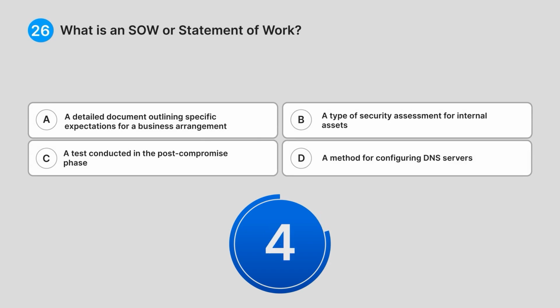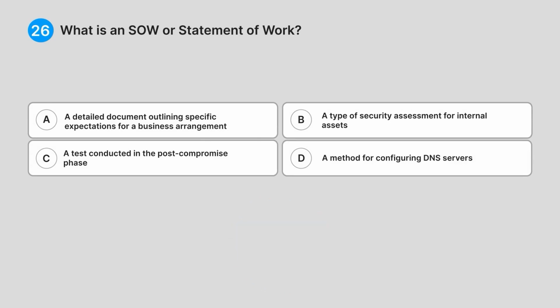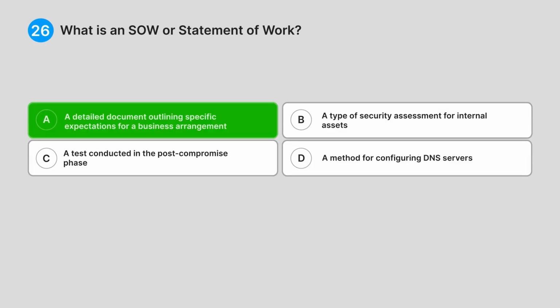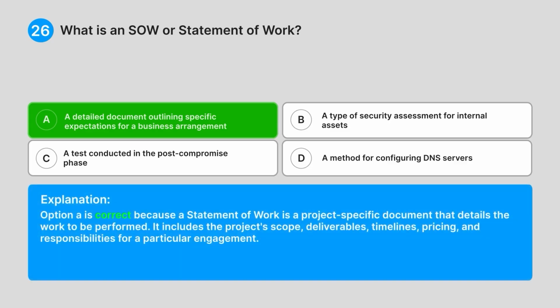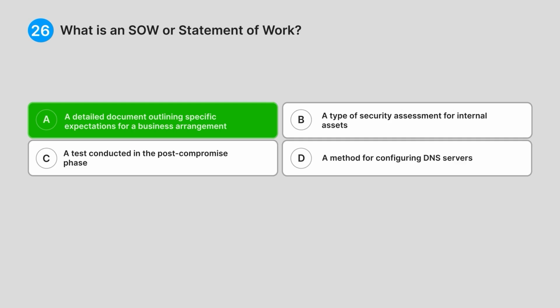Do you know the answer? Correct answer. A. A detailed document outlining specific expectations for a business arrangement. Explanation. Option A is correct because a statement of work is a project-specific document that details the work to be performed. It includes the project's scope, deliverables, timelines, pricing, and responsibilities for a particular engagement.